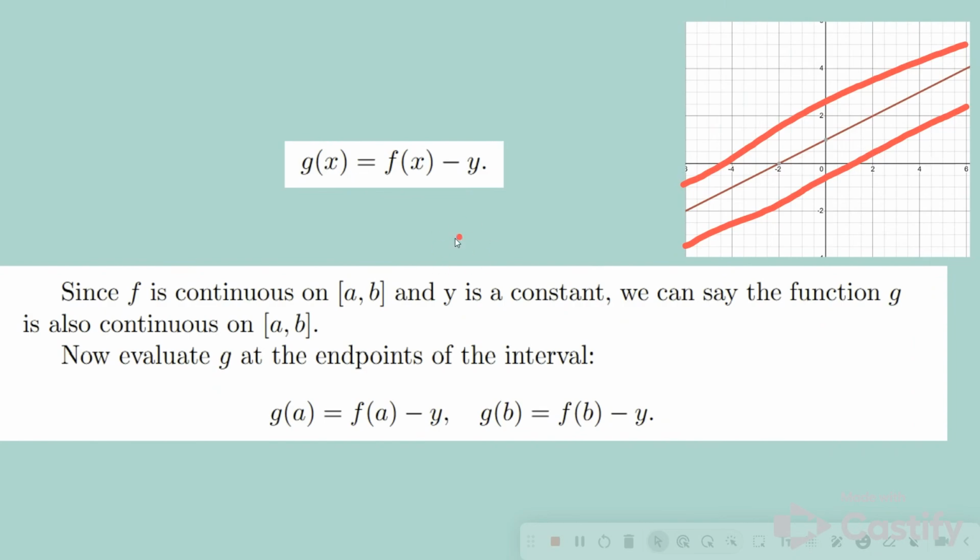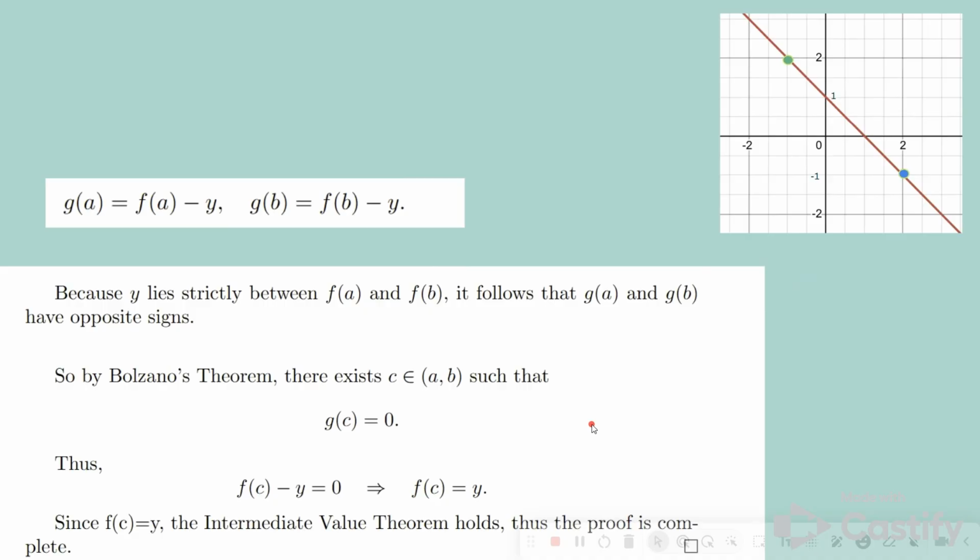So that's our first step. We want to prove that it's continuous, and we got that. Now we want to evaluate the endpoints of g on the interval. So let's say g of a is equal to f of a minus y, and g of b equals f of b minus y. What we can do with that now is, since y lies strictly between f of a and f of b, it follows that g of a and g of b have opposite signs.